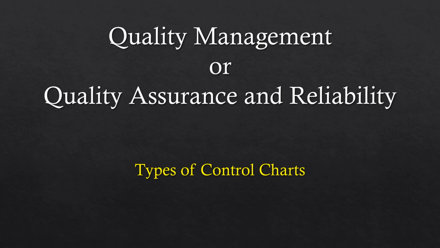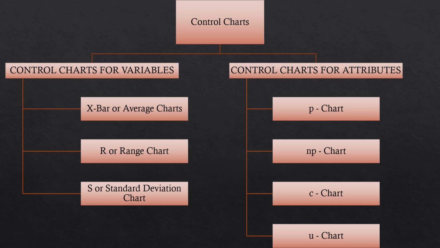Hello everyone. In today's quality management class, we are going to discuss the control chart, and today we will see the types of control charts. So the control charts are mainly of two types. One is the control charts for variables and another is the control charts for attributes.